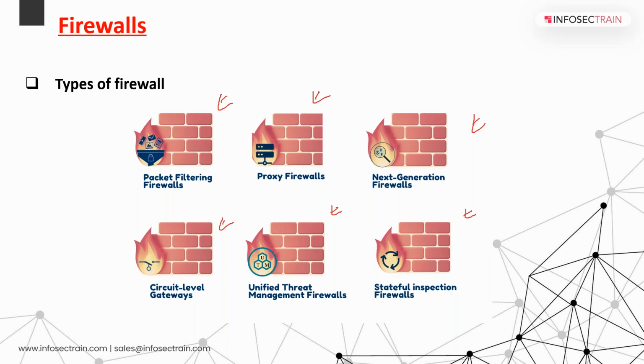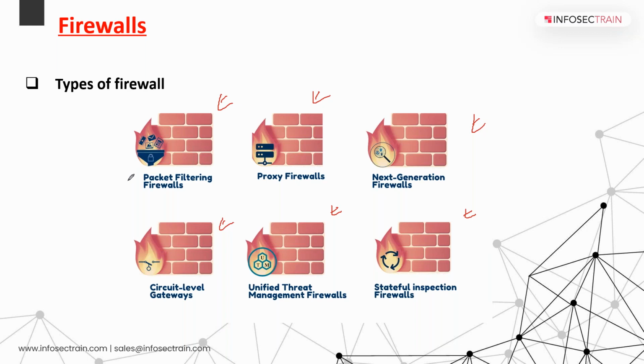As things have been evolving, we have changed from the packet filtering firewall to the circuit level gateway firewall. This firewall works at the session layer of your OSI model and the transport layer of your TCP/IP model. It determines which session should be allowed.